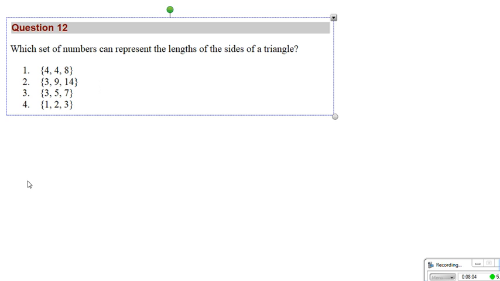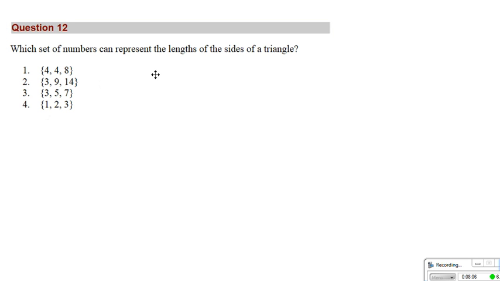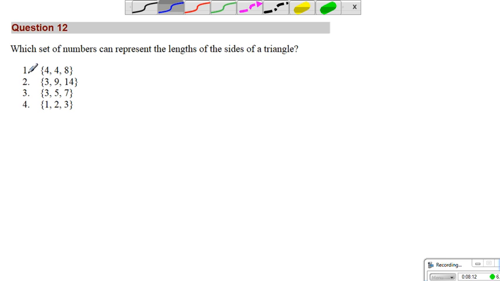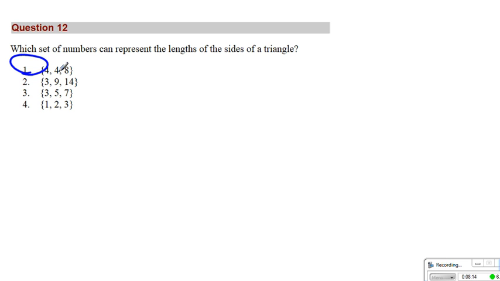Alright, next. We talked about this one today. You see the sum of two sides has to be greater than the third. But you can see that number 1 is not the case because 4 plus 4 is equal to 8. It should be greater than 8, not equal to 8. So therefore this cannot represent the length. The only thing you could actually do would be choice number 3, because 3 plus 5 has to be greater than 7, which it is, because 3 plus 5 is equal to 8. Alright, choice number 3.